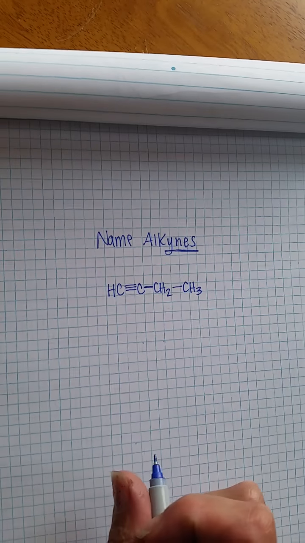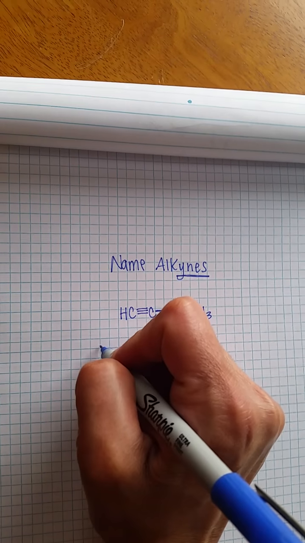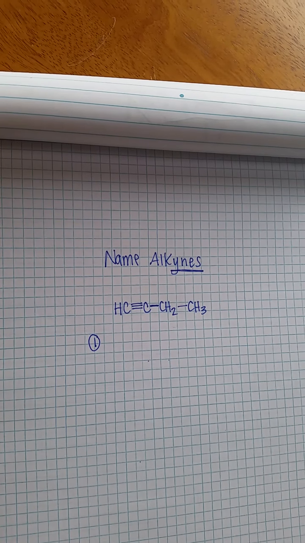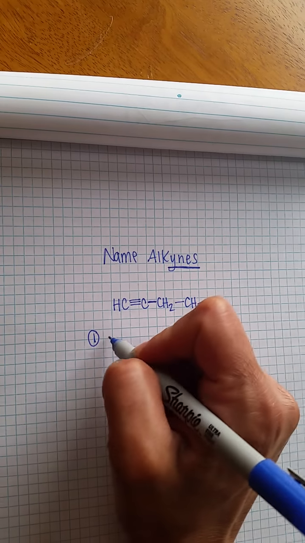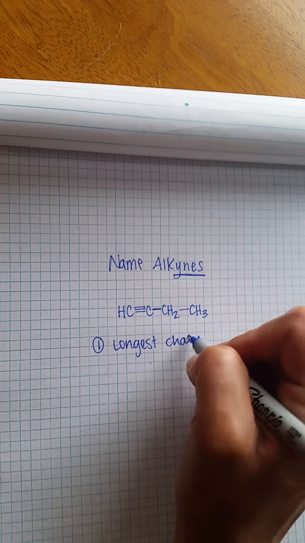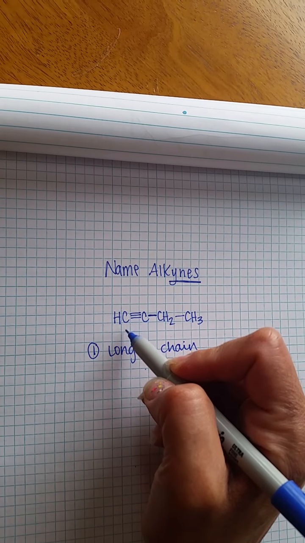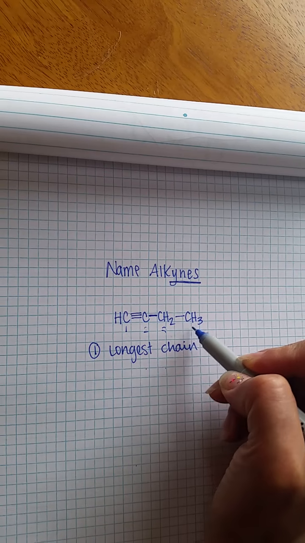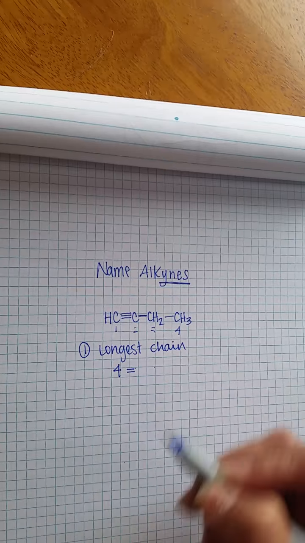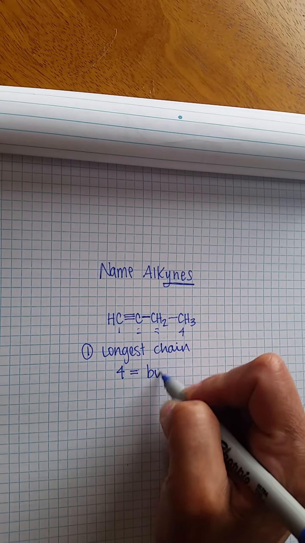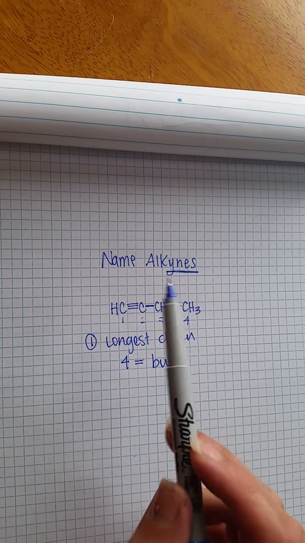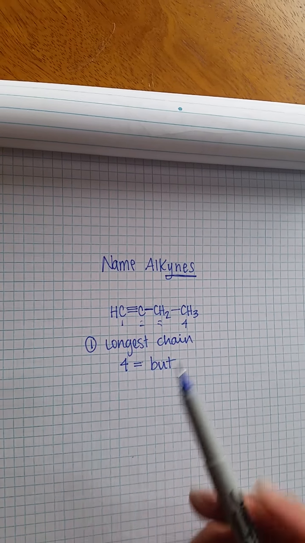So let's start out with a simple alkyne. We're going to go back to our original rules that we learned about naming alkanes and generally just naming our hydrocarbons. And that's going to be to find your longest chain. That's going to be 1, 2, 3, 4. So we have 4, and 4 is interpreted into but-. And now we're going to be giving it the yne ending because we have a triple bond present.